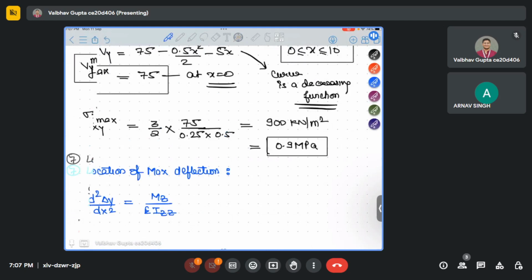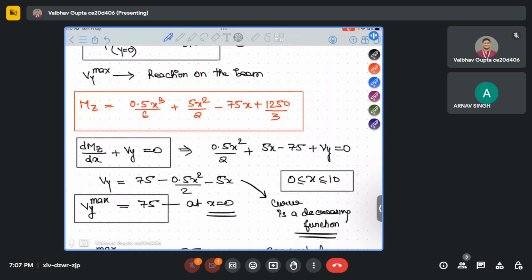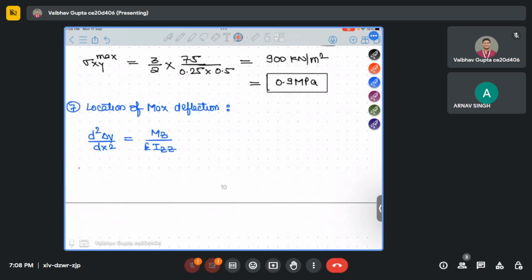So we know the expression of Mz. We have derived it. This is the expression of Mz. So putting the expression of Mz and integrating twice.